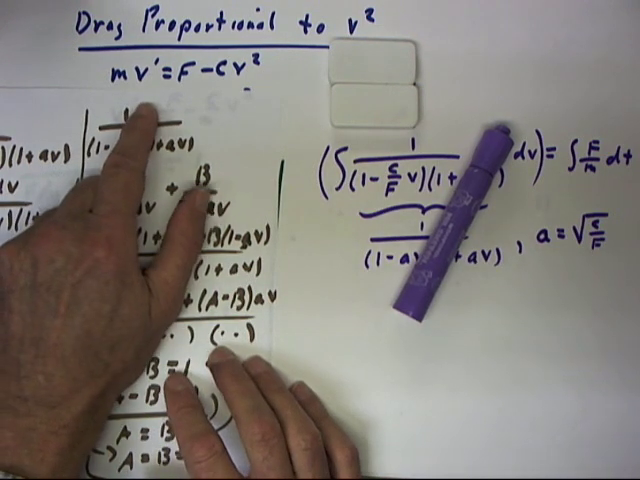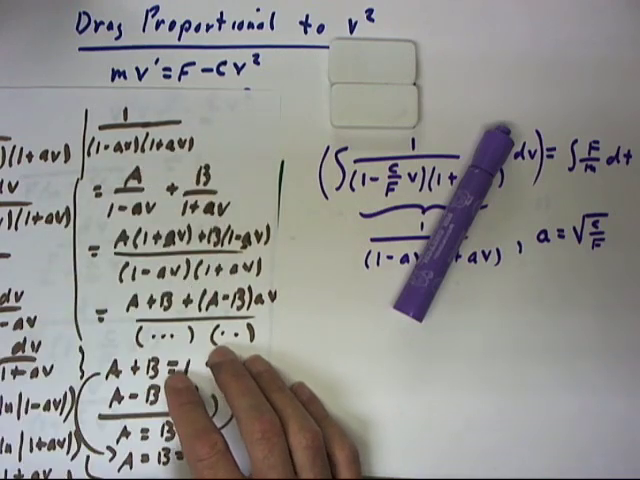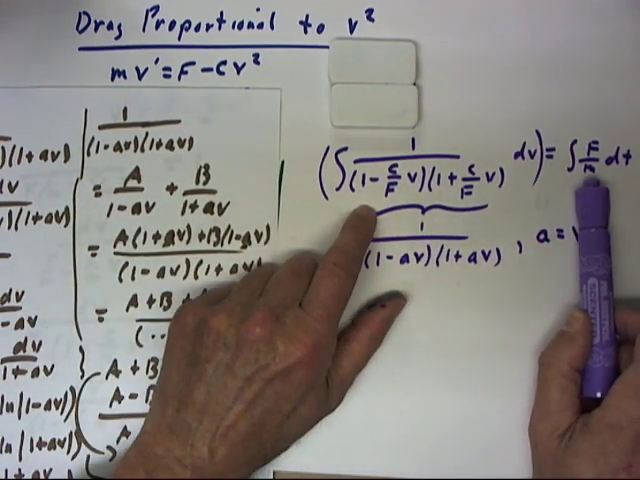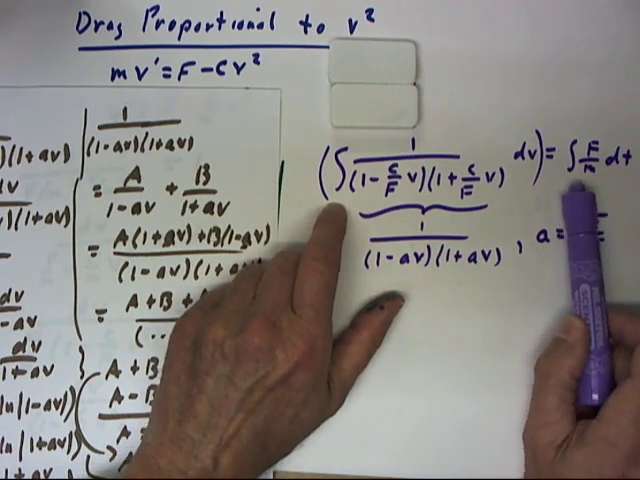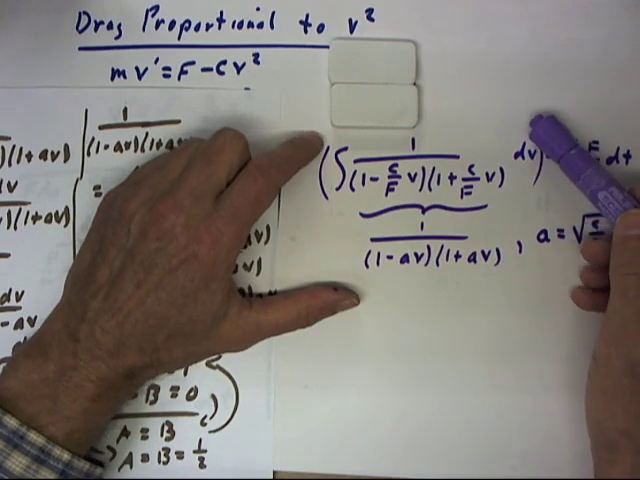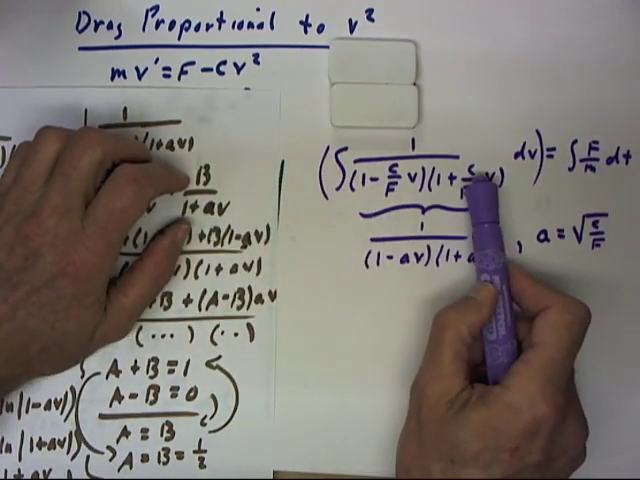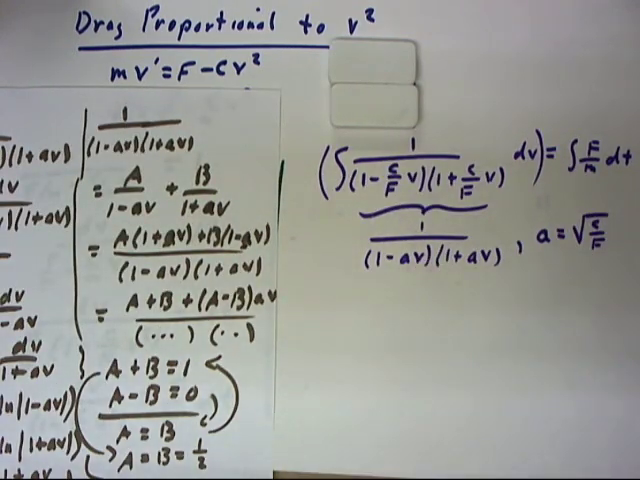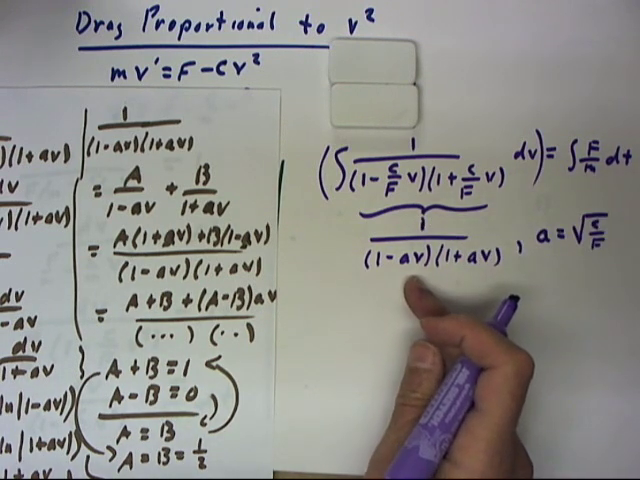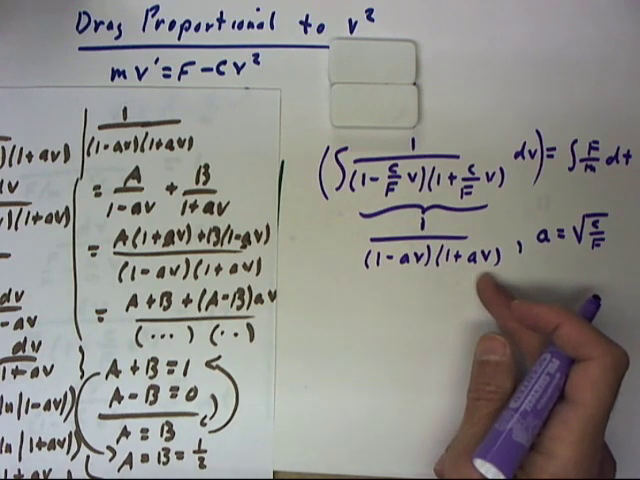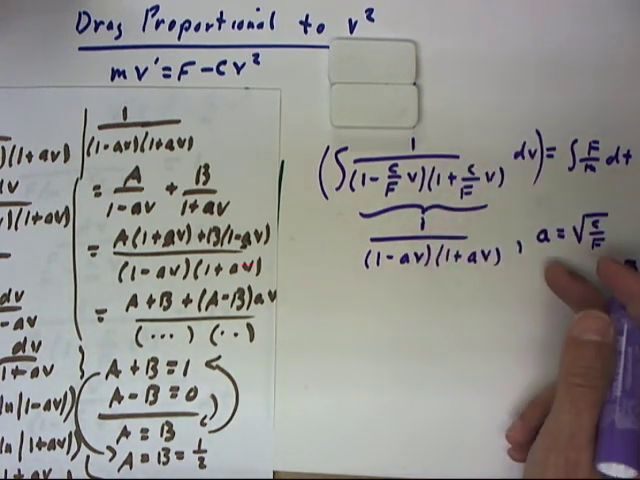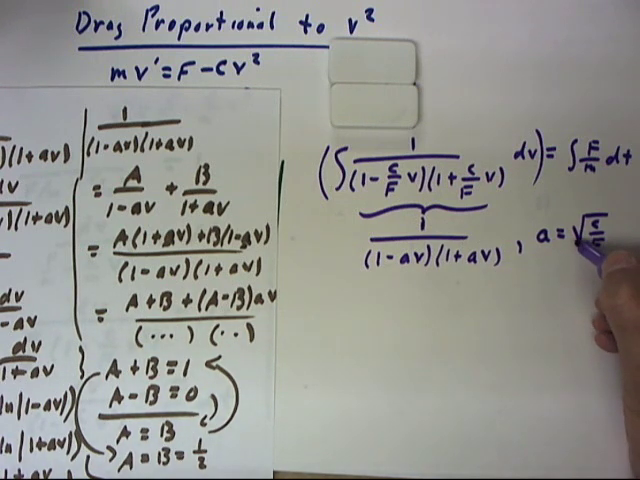So the equation mv prime equals f minus cv squared has led us to this equation where we have to evaluate this integral. We have evaluated the integral 1 over 1 minus AV times 1 plus AV, and this integral is identical to this one provided A is the square root of C over F.